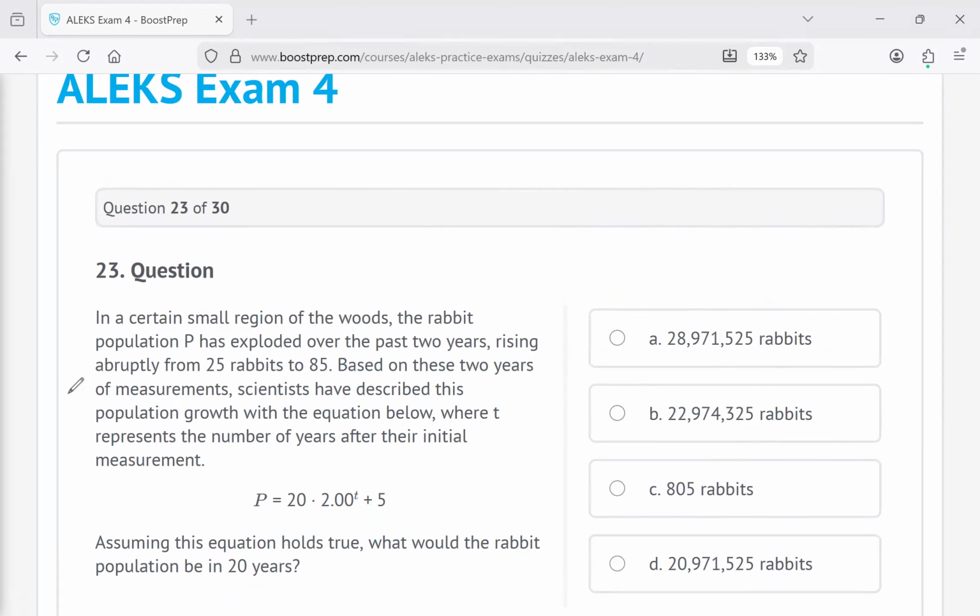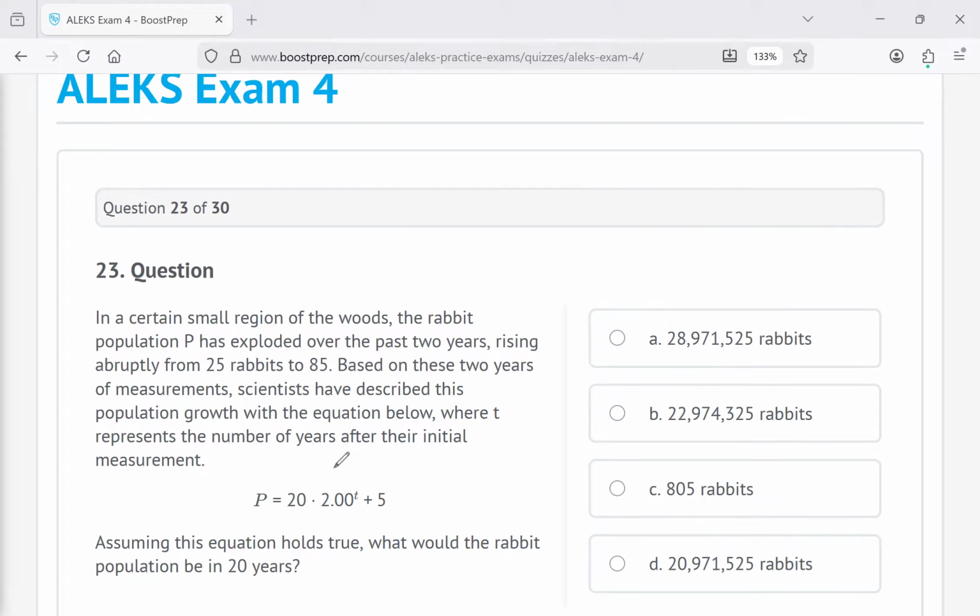In a certain small region of the woods, the rabbit population has exploded over the past 2 years, rising abruptly from 25 rabbits to 85 rabbits. Based on these 2 years of measurements, scientists have described this population growth with the equation below, where t represents the number of years after their initial measurement. Here they give you an exponential graph of p equals 20 times 2.00 raised to the t plus 5. Assuming this equation holds true, what would be the rabbit population in 20 years?